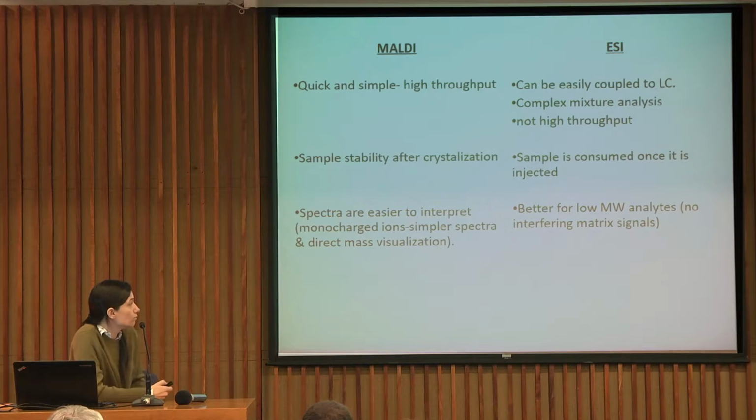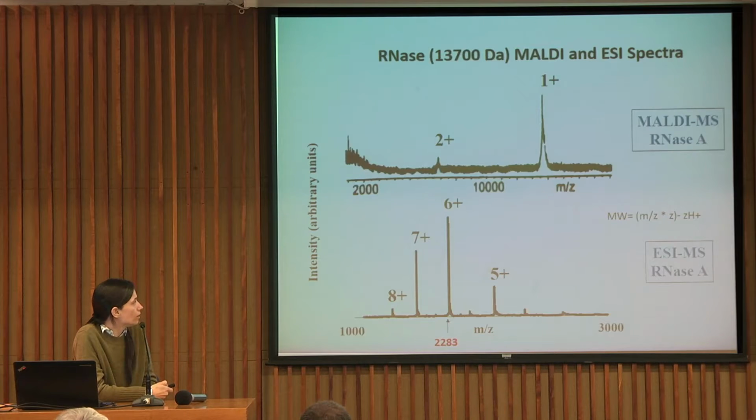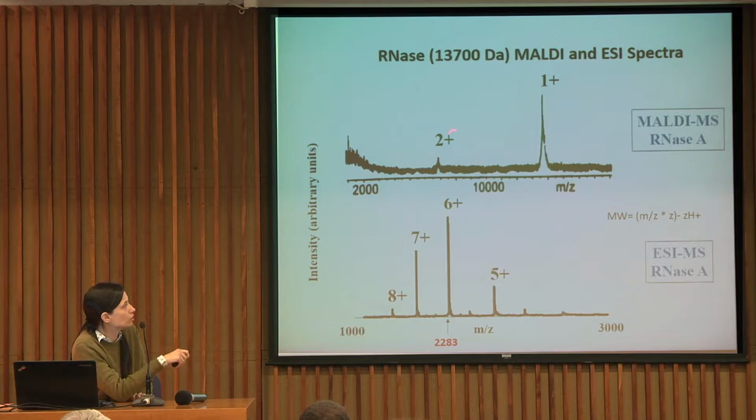They are easier to interpret because we have monocharged ions, so we have fewer signals in the spectrum. Now we'll see an example. And we have a direct mass visualization. So here we have two examples, a MALDI spectrum on the top, an electrospray spectrum on the bottom.